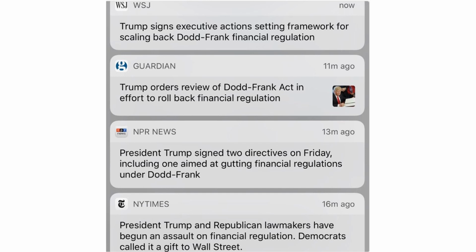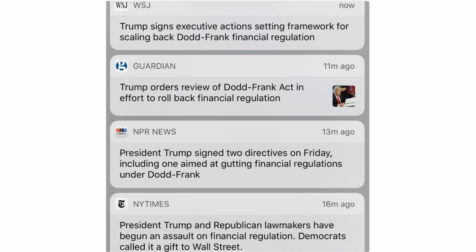Let's look at the second one, and the second one is much milder. Trump orders review of Dodd-Frank Act in effort to roll back financial regulation. So whereas the first one was affirmative and affirming the action, the second one, it's just a review. It's a review, and it's just an effort. It's not an absolute use of power.